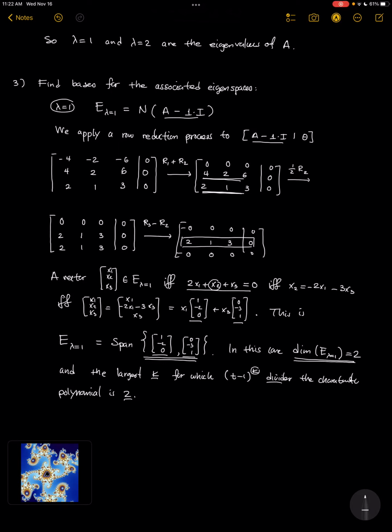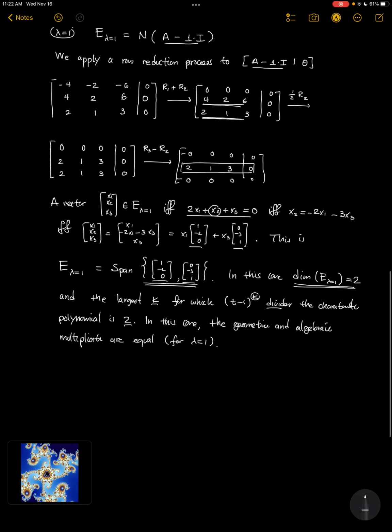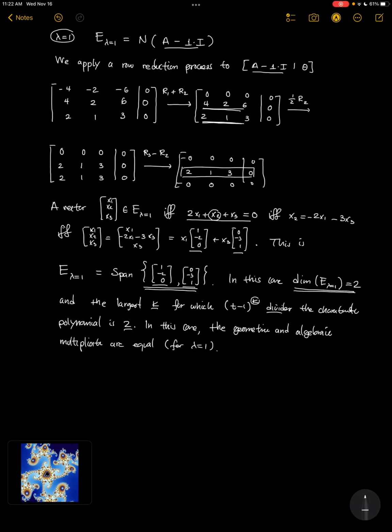Okay, so in this case, the geometric and algebraic multiplicities are equal, of course, for this eigenvalue. Let's see what happens with the other. But for the other, we're just going to essentially repeat the process.